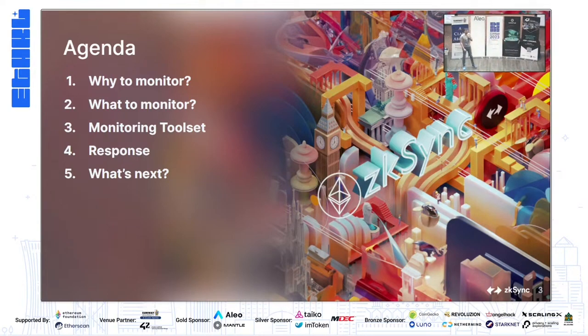Okay. How many of you use the monitoring in your organization? Anyone? Okay. Yes. No. I do. I work in security as well.